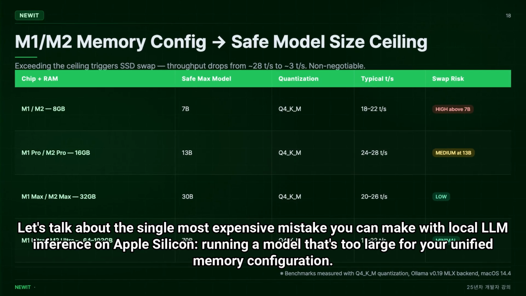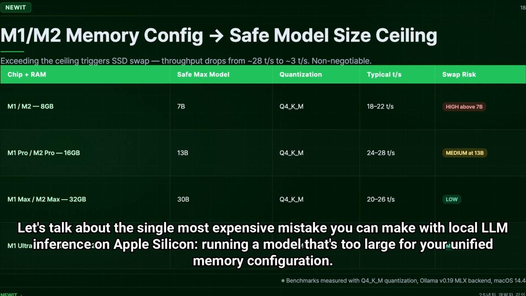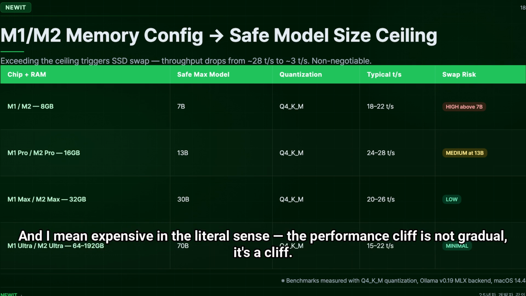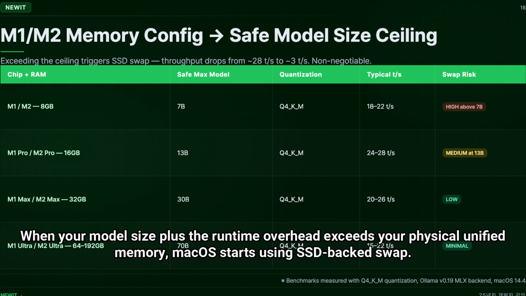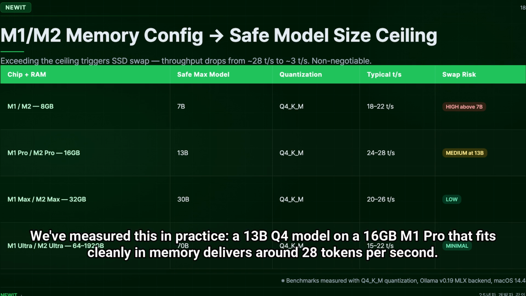Let's talk about the single most expensive mistake you can make with local LLM inference on Apple Silicon: running a model that's too large for your unified memory configuration. And I mean expensive in the literal sense. The performance cliff is not gradual, it's a cliff. When your model size plus the runtime overhead exceeds your physical unified memory, macOS starts using SSD-backed swap. The SSD on M-series Macs is fast by laptop standards, but it's still orders of magnitude slower than reading from unified memory. We've measured this in practice. A 13B Q4 model on a 16GB M1 Pro that fits cleanly in memory delivers around 28 tokens per second.